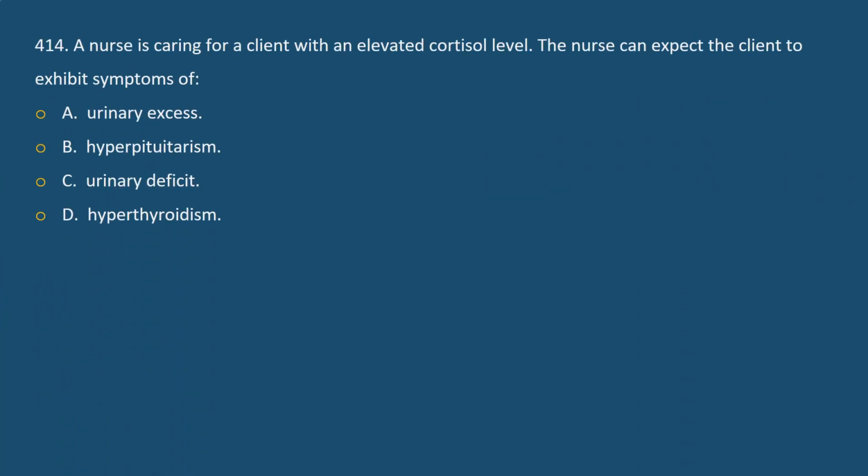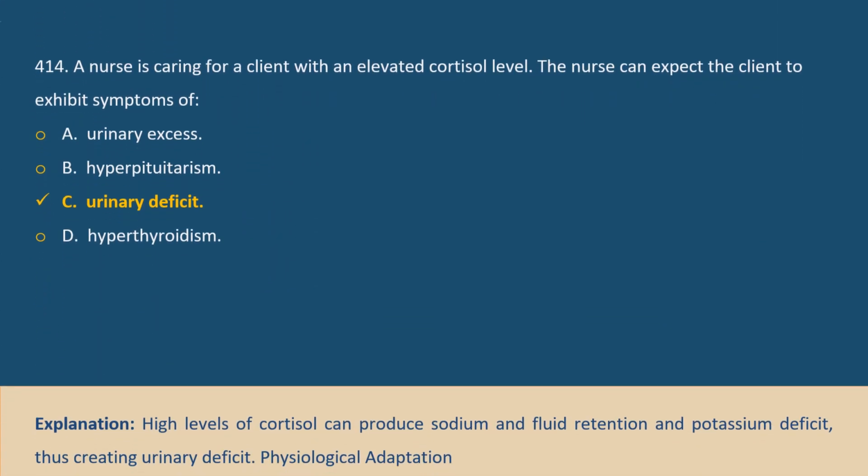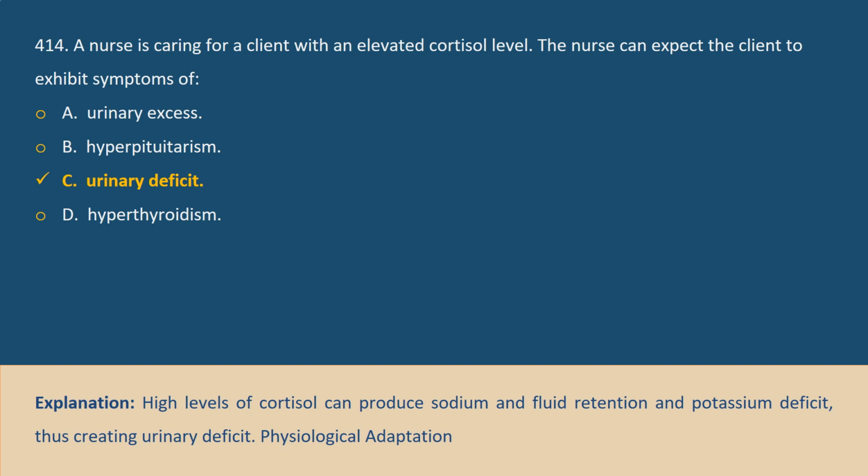Question 414. A nurse is caring for a client with an elevated cortisol level. The nurse can expect the client to exhibit symptoms of A. Urinary excess, B. Hyperpituitarism, C. Urinary deficit, D. Hyperthyroidism. Answer C. Explanation. High levels of cortisol can produce sodium and fluid retention and potassium deficit, thus creating urinary deficit. Physiological adaptation.